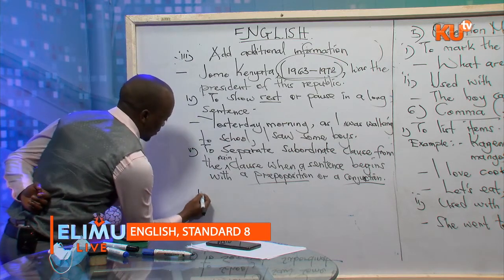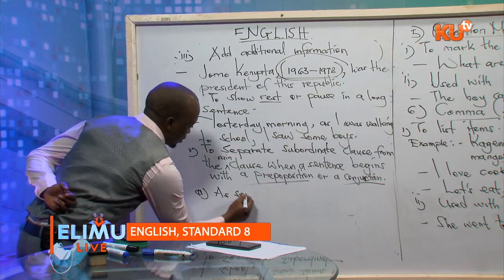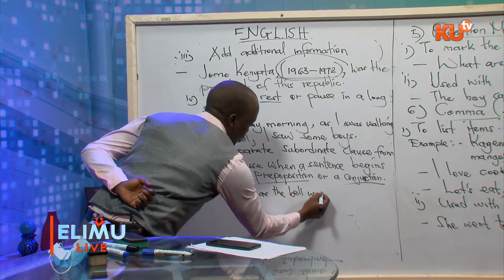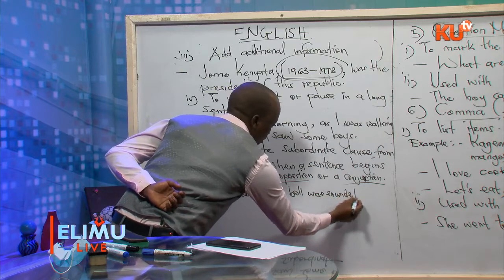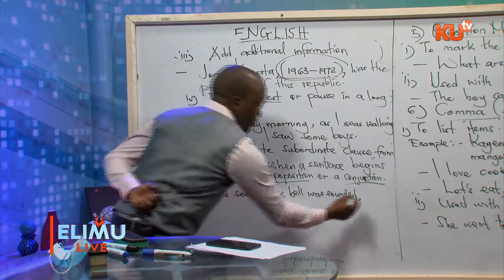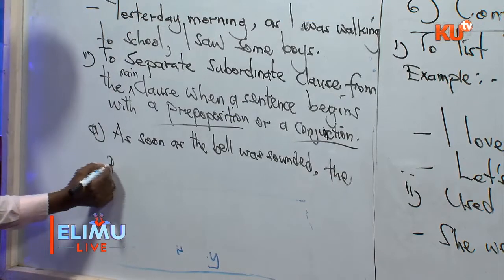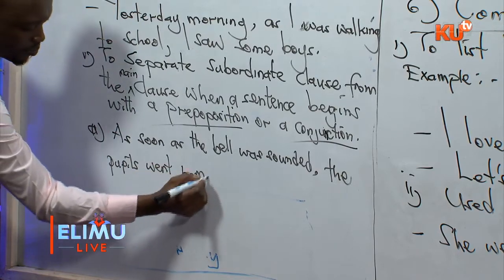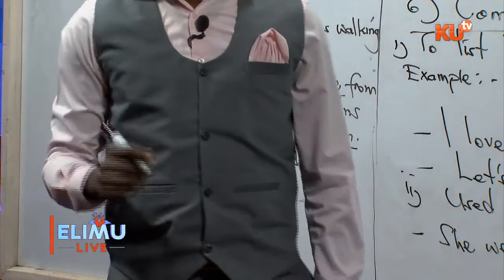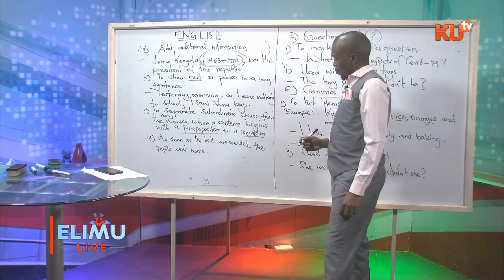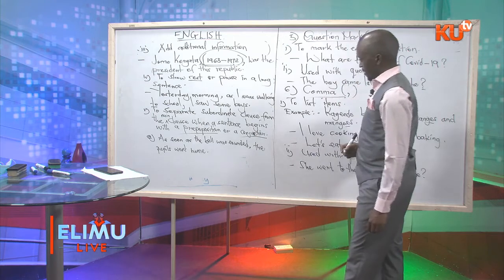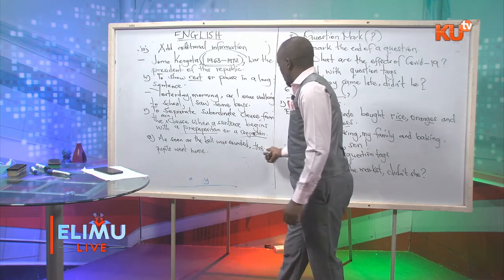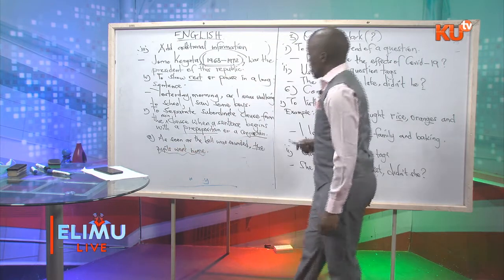An example we shall give: as soon as the bell was sounded, comma, the pupils went home. As soon as the bell was sounded, the pupils went home. You look at this sentence. The main clause here, the main sentence here, is the pupils went home. So this is the main clause.